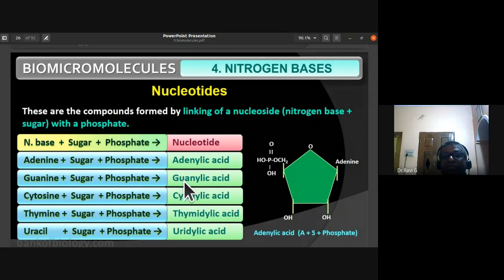Guanine plus sugar plus phosphate is guanilic acid or GMP, that is guanosine monophosphate. Cytosine plus sugar plus phosphate is cytidilic acid or CMP, cytidine monophosphate. Thymine plus sugar plus phosphate is thymidilic acid or TMP, thymidine monophosphate. Uracil plus sugar plus phosphate is uridylic acid or UMP, uridine monophosphate. So these are the various examples of nucleotides. Thymidilic acid is seen only in DNA, and uridylic acid is seen only in RNA.